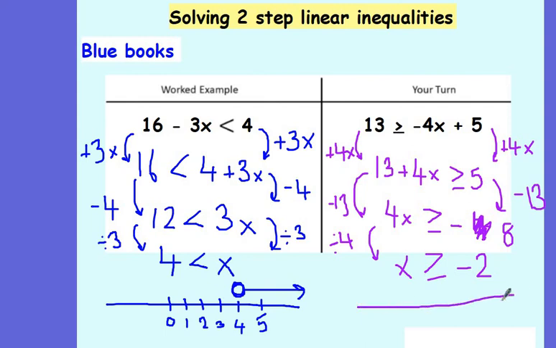On a number line, here's negative 1, here's negative 2. We're looking at all the values where x is greater than or equal to, so it's a filled in circle going this way.